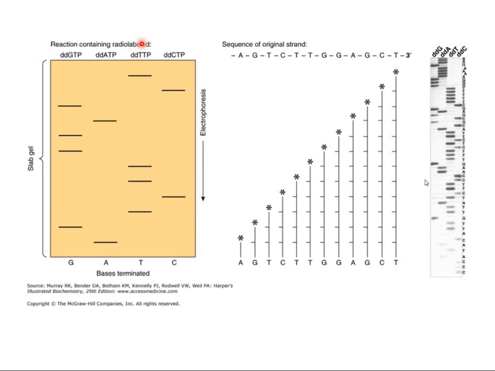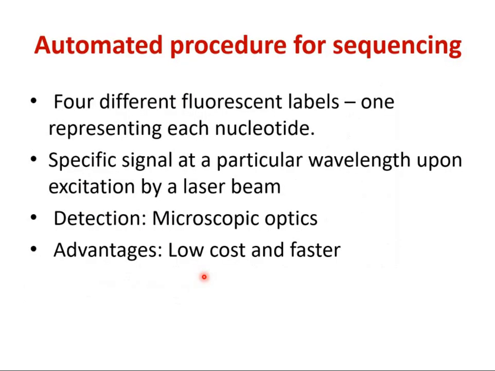That is how we carried out this process of sequencing. This is a very tedious process, and only very small regions can be looked at or sequenced. So now what we are doing these days is using automated sequencing procedures. Here it utilizes 4 different fluorescent labels, one representing each nucleotide, and specific signals are generated at a particular wavelength upon excitation by a laser beam.